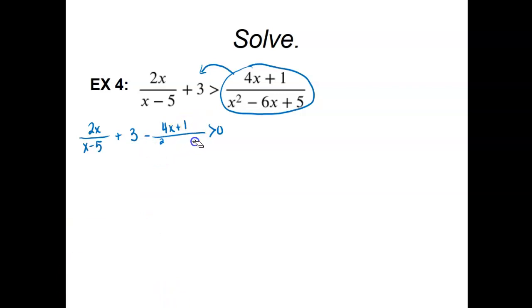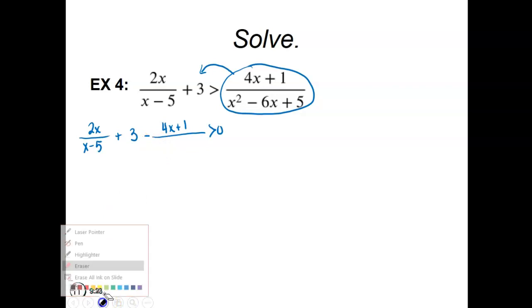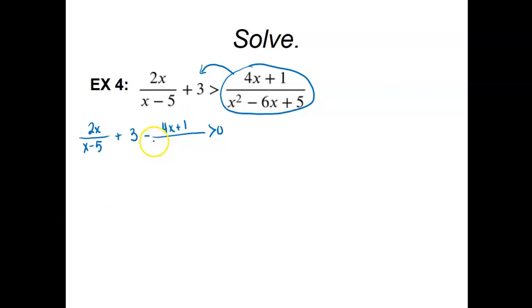So right there in that denominator, if I had gone ahead and factored that, we would get x minus 5, x minus 1. And you can see right here, you don't have a denominator for the 3, so it would have a denominator of 1. Your least common denominator that you need to use to combine these 3 right here is x minus 5, x minus 1. And so this first term already has an x minus 5, so you're just going to multiply by x minus 1 in the numerator and denominator.